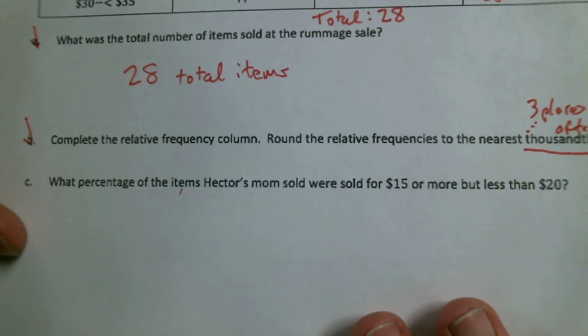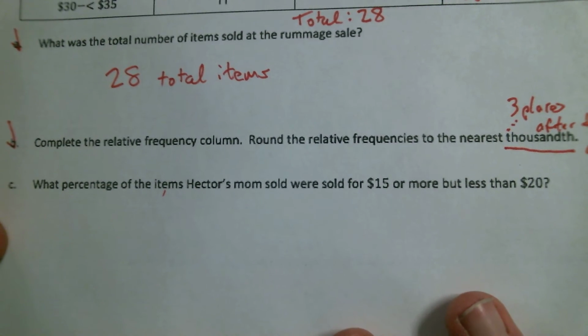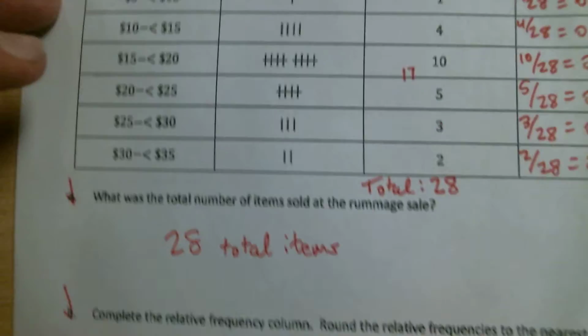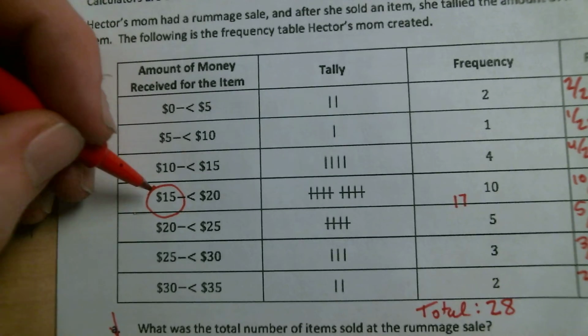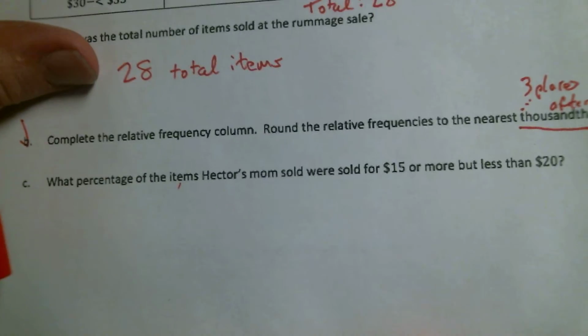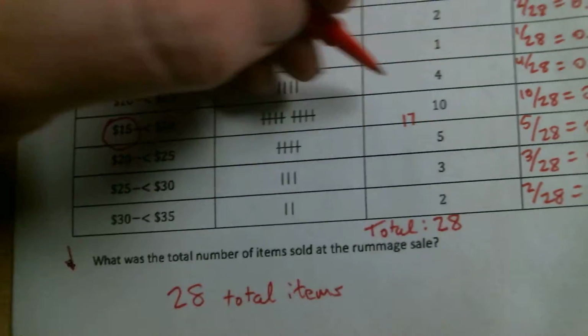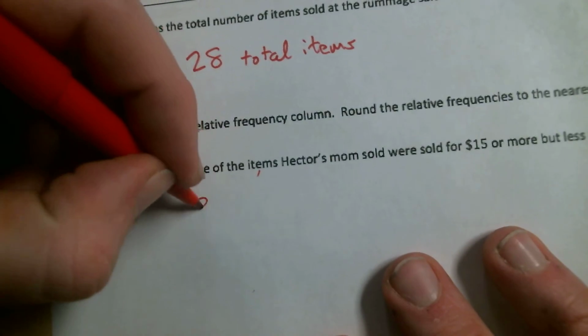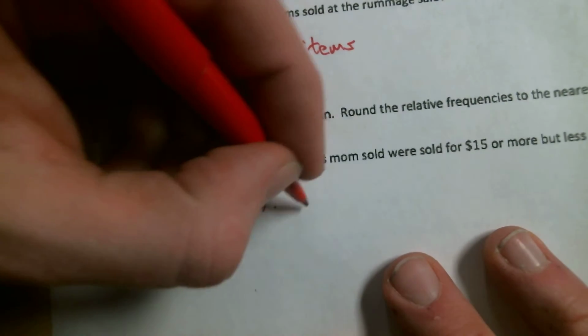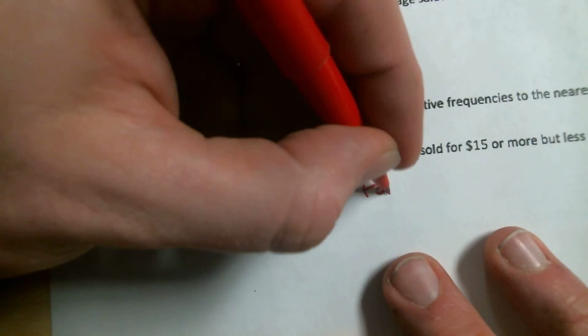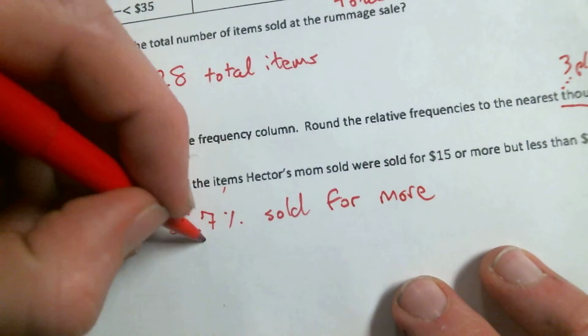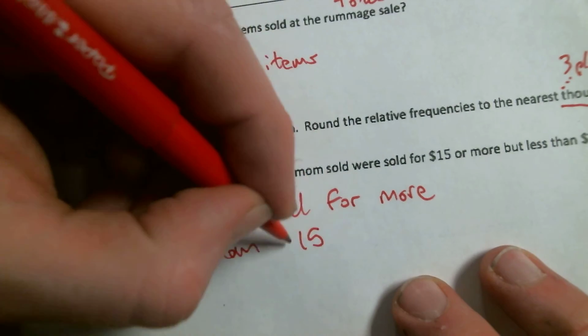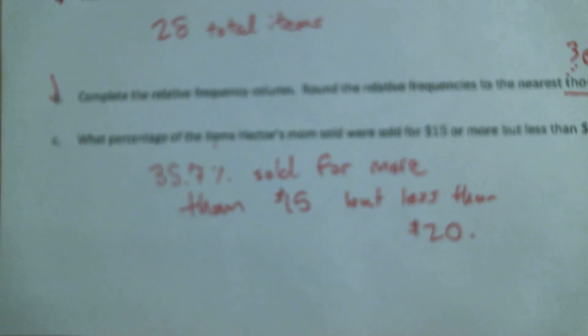So what percentage of the items that Hector's mom sold were sold for $15 or more, but less than $20? So that means $15 or more, but less than $20. So that means less than here. So it means it's in this range. So it looks like 35.7%. So we would say 35.7% sold for more than $15, but less than $20. So there we go. We've got our final answer.